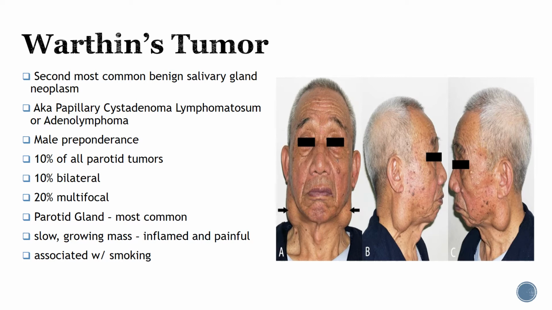It is also associated with cigarette smoking and may be due to irritation of the ductal epithelium by tobacco smoke, which initiates tumorigenesis. Patients with Warthin's tumor present with an asymptomatic slow-growing mass, often in the tail of the parotid gland. It occasionally can be inflamed and painful. The treatment for Warthin's tumor is surgical excision, usually a parotidectomy, with facial nerve preservation.